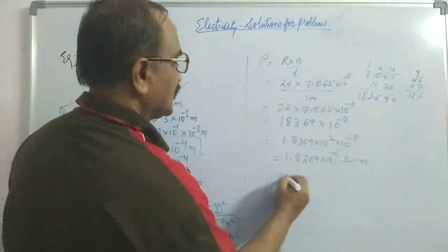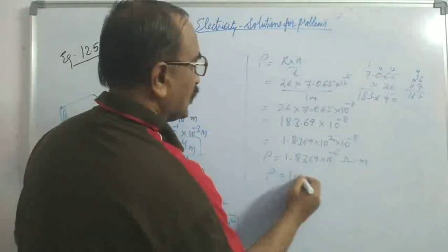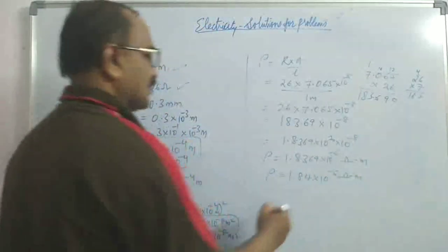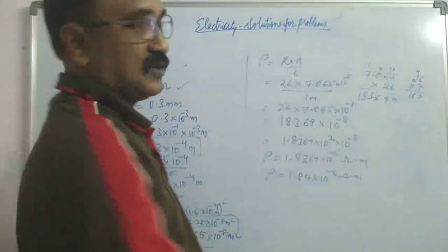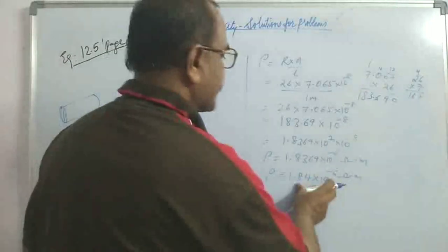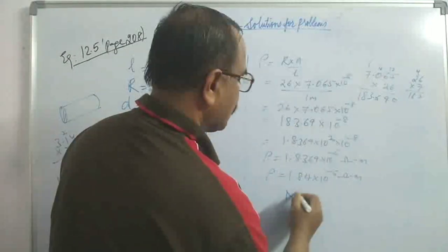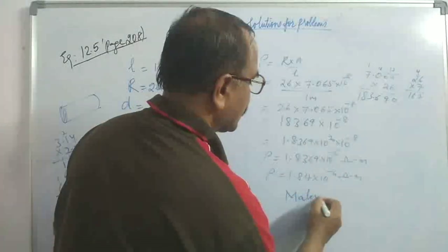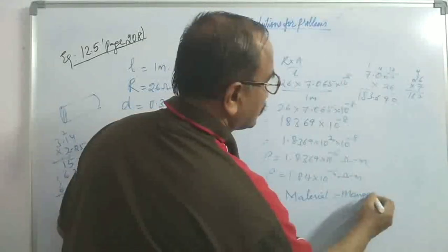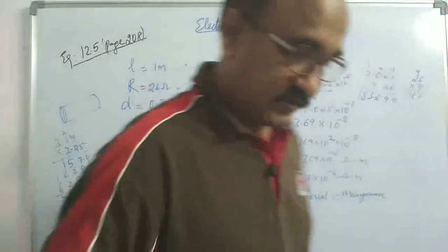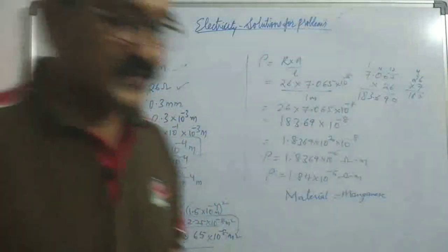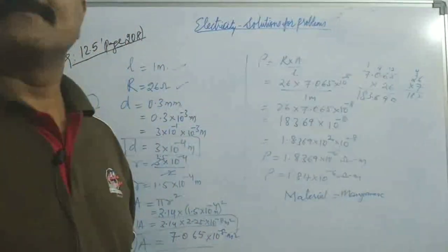So that's the resistivity. So we calculate it. So it's approximately 1.84 times 10 power minus 6 ohm meter. When I check the list of the conductors of all the materials, I find that this matches with manganese. So the material of the wire is manganese. Okay, right. So there we are. We have manganese, right?